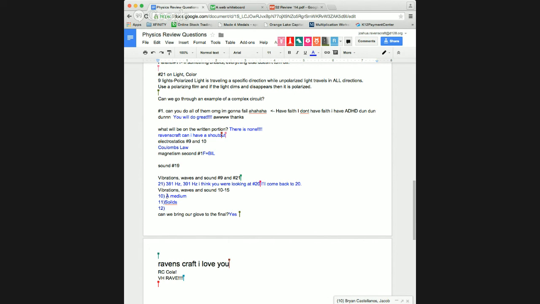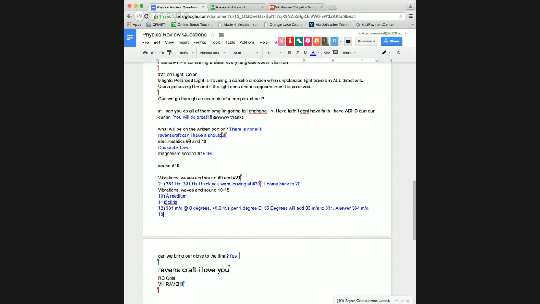Number 12, the speed of sound when it's 55 degrees Celsius. So 331 meters per second at 0 degrees, plus 0.6 meters per second per 1 degree C. So 55 degrees will add 0.6 meters per second for every degree, and you add that to 331. Hope that helped.